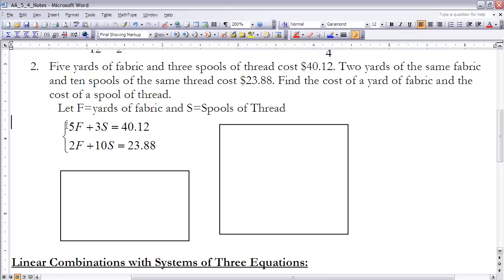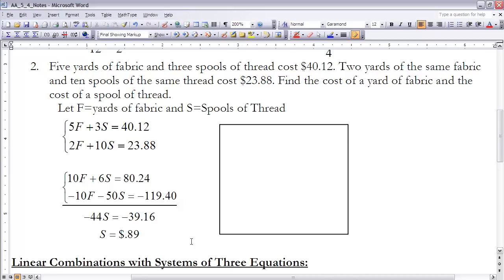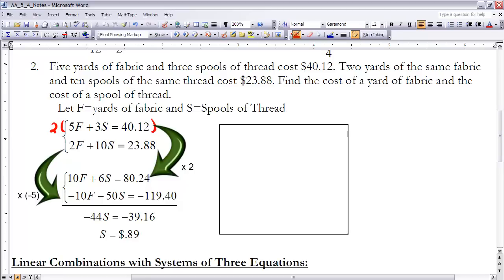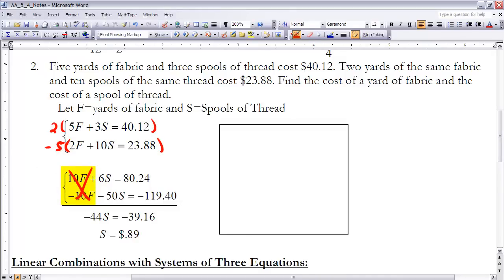As I look at what I have here, I can eliminate either one of those variables. I've chosen to eliminate the F's. So I took the top equation and multiplied it by 2 all the way through, and then I took the bottom equation and multiplied it through by -5. By doing that, the top one becomes 10F, the bottom one becomes -10F, and I can cancel those out. I've canceled out the F's, so I'm left with -44S is equal to -39.16. If I divide both sides by -44, I get my final answer, which is S is equal to 89 cents.